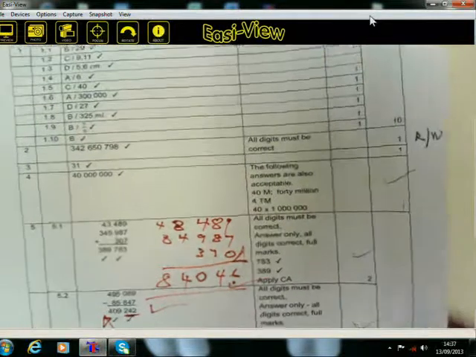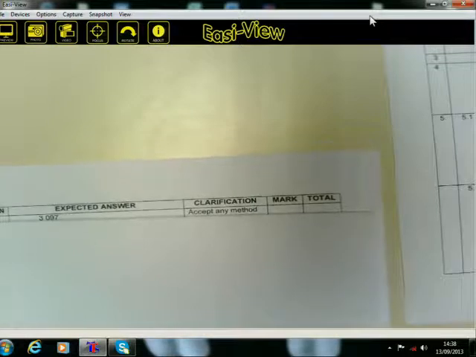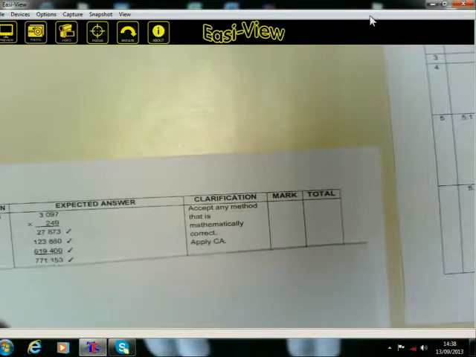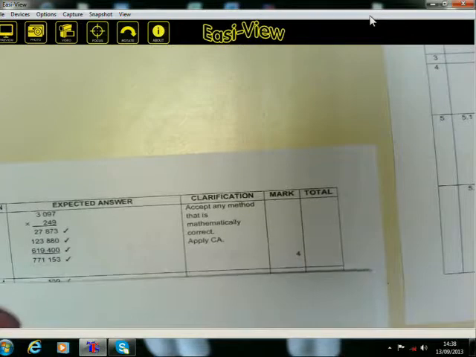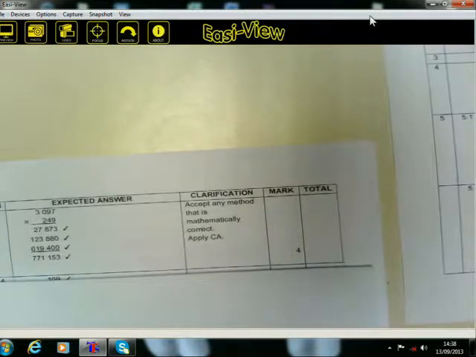Okay, it's 5.2. Let's go to 5.3. There, Elena was supposed to multiply. Okay, let me show you. She was supposed to multiply that one.